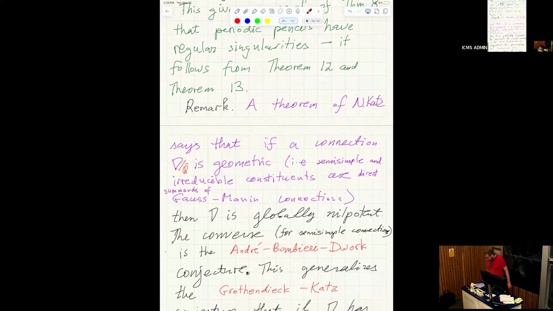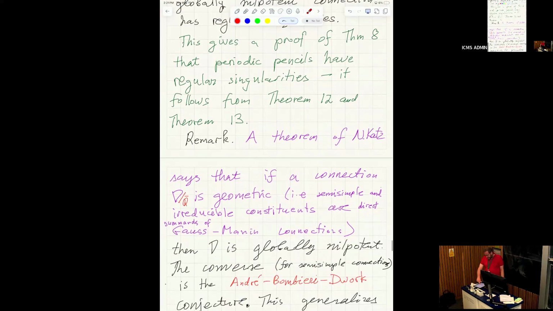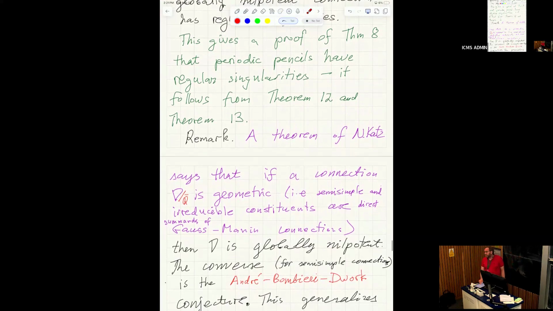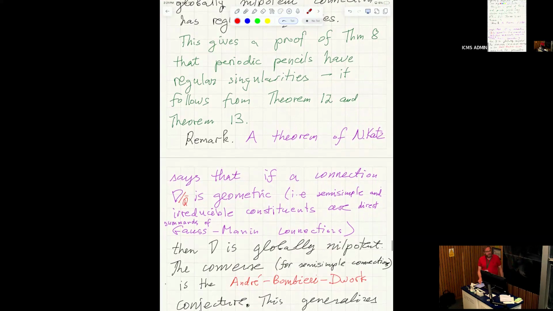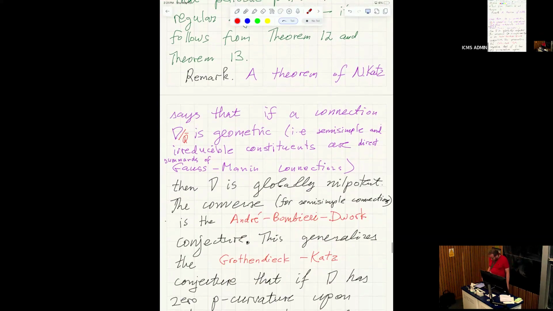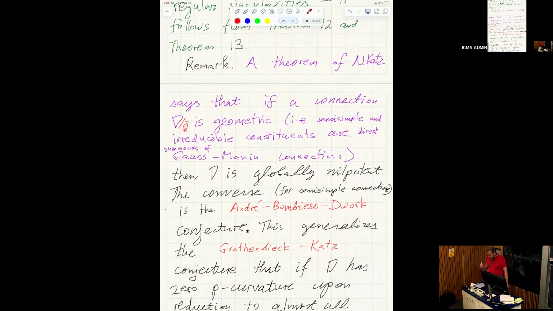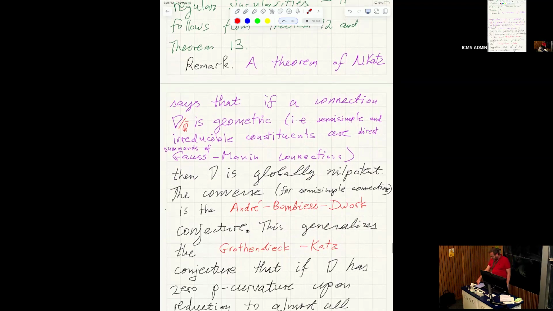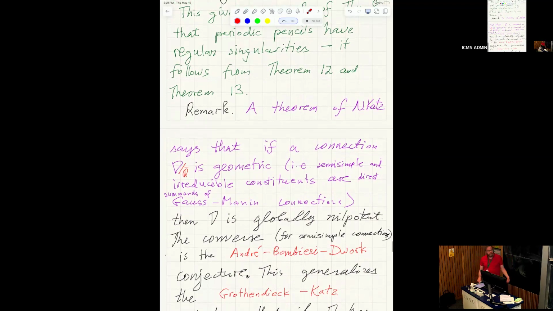The Gauss-Manin connection is a regular connection with regular singularities, and this is an important class of connections. They are semisimple by the so-called decomposition theorem, and direct summands in them are called geometric connections. So that's a deep notion. Katz proved that a geometric connection is globally nilpotent. That's why this notion is important. And there is a converse statement, a conjecture, that every globally nilpotent irreducible connection is geometric. It's very far from being proved. It's called the André-Bombieri-Dwork conjecture.